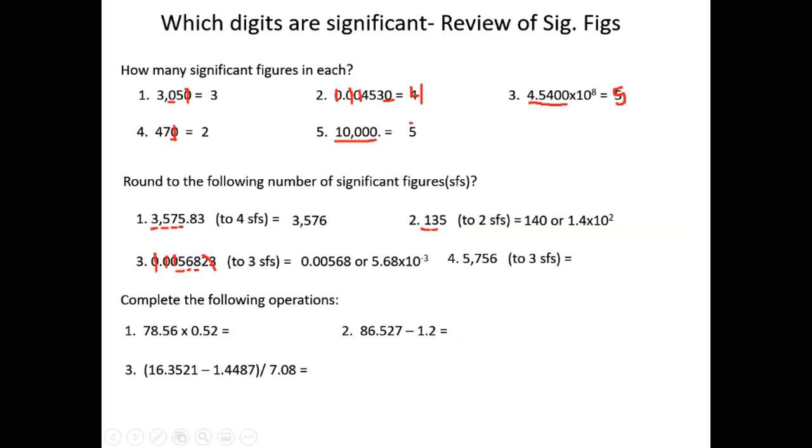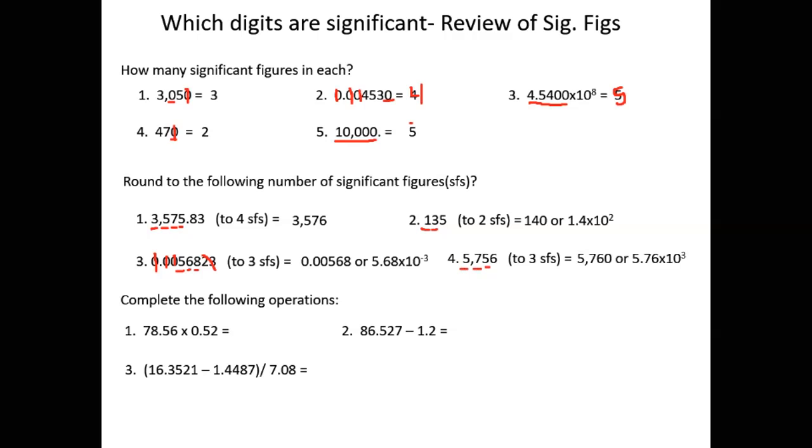Next, we have 5,756. We want to round it to 3 significant figures. After the 5 is a 6. 6 is greater than 5, so we're going to round up to 5,760, or you can write it as 5.76 times 10 to the third.